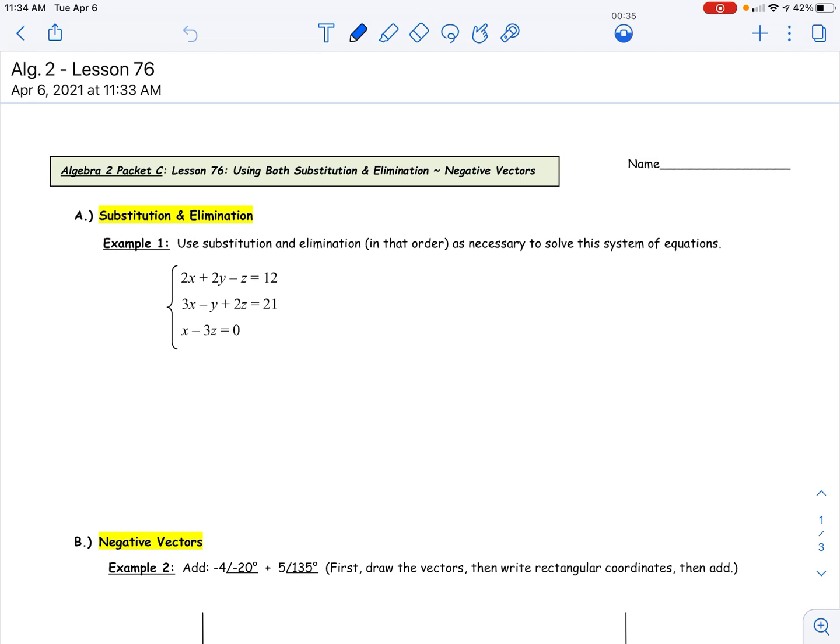So we're going to discuss two different things today. First, we're going to talk about systems of equations. Let me get a blank sheet of paper here.